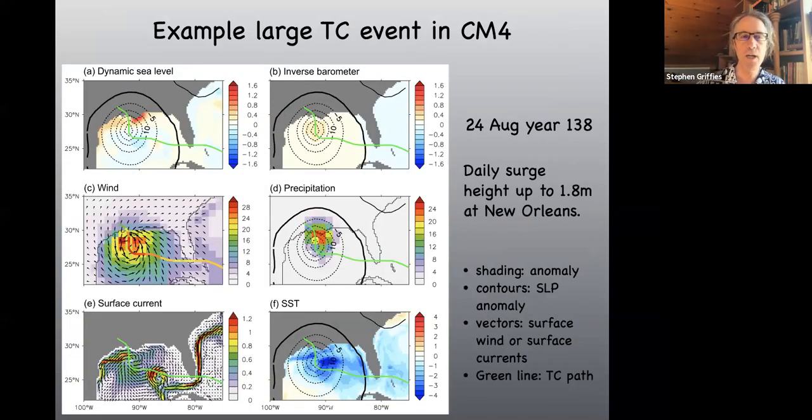So here are a few case studies in the control simulation of what we can look at in this model, again focusing on a particular event in the Gulf of Mexico. We have the dynamic sea level on the left, top left. You have an effect from storm surge in this model, or just sea level really, due to two main effects. One is the winds and one is the inverse barometer. It turns out that the winds are about 80 or 90% of the rise near the coast, and the inverse barometer is another, say, 10% or so.